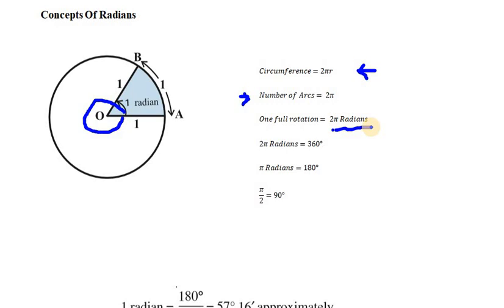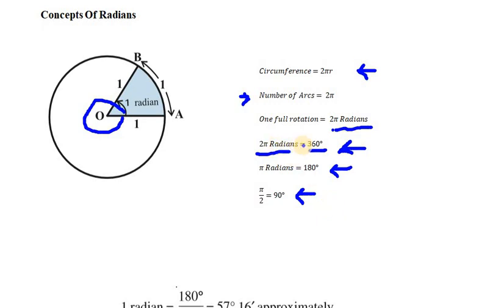Now we know that one full rotation in degrees is 360, and in radians it is 2 pi radians. Now if I divide this equation by 2 on both sides, we get pi radians equals 180 degrees. This is for half rotation. The above is for full rotation. The second one is for half rotation. And for the third one, we again divide by 2. So it will be pi by 2 radians equals 90 degrees. So this is for a right angle.